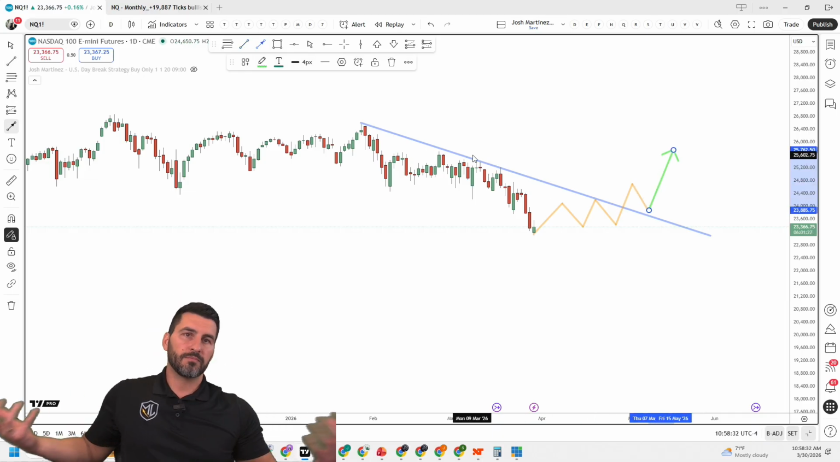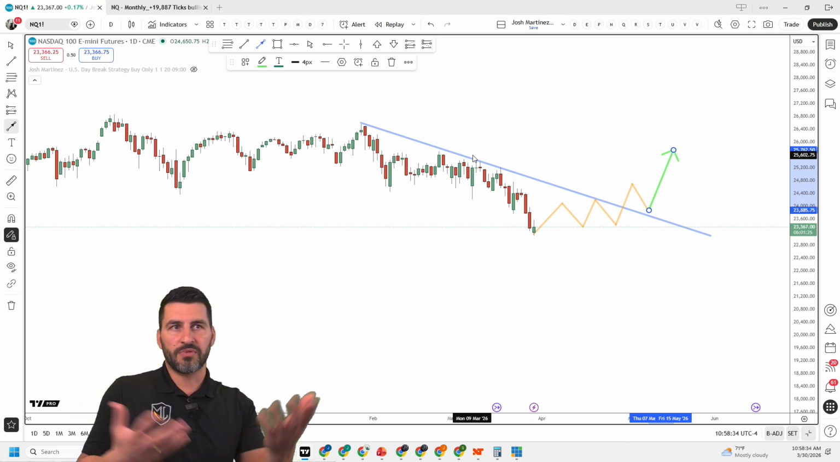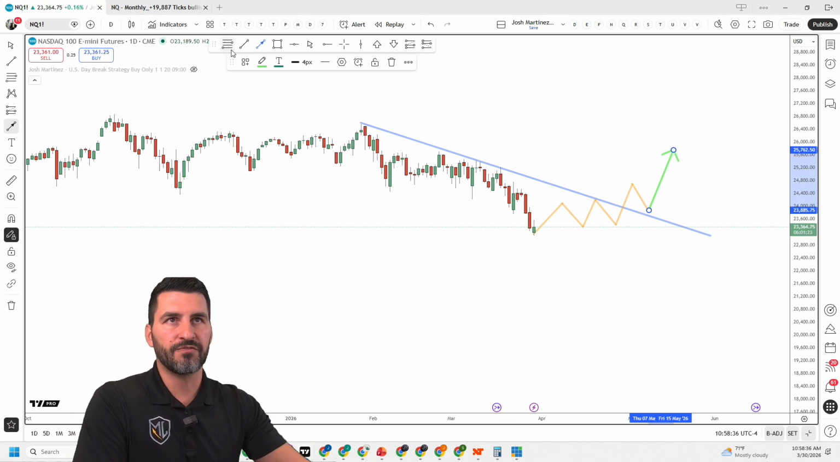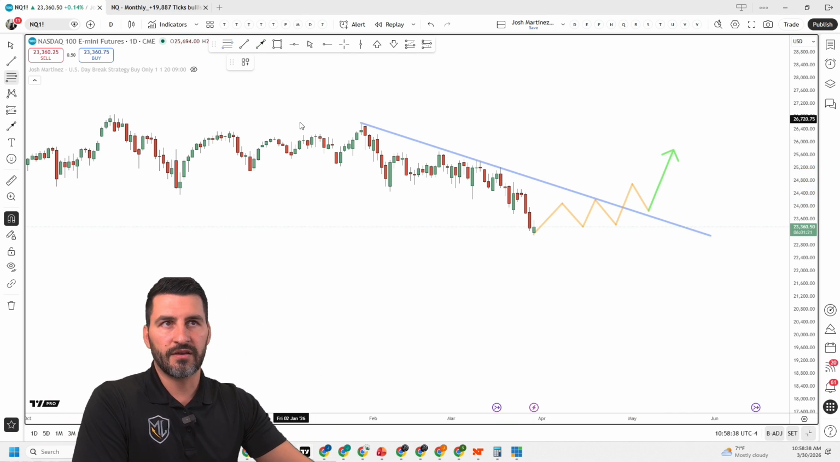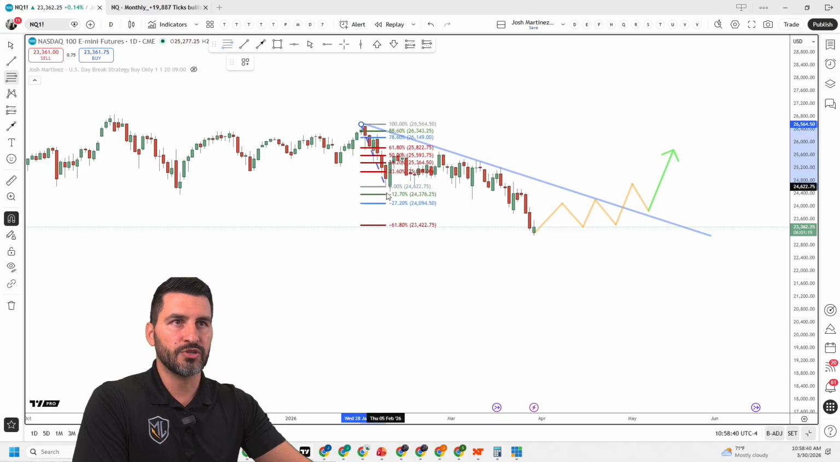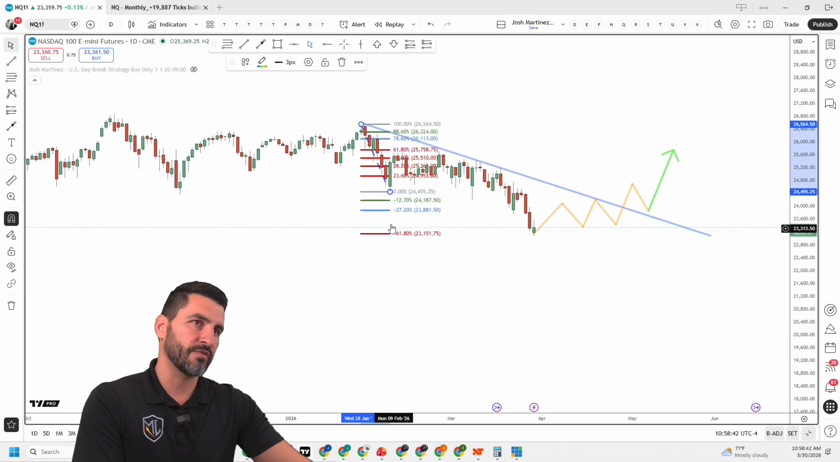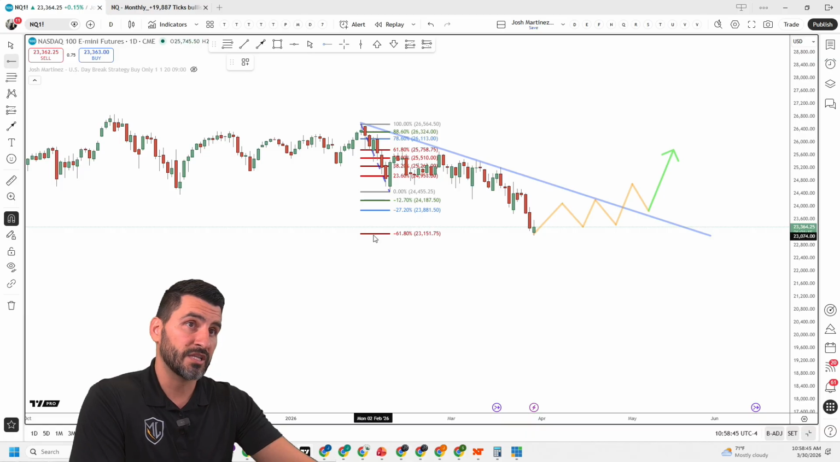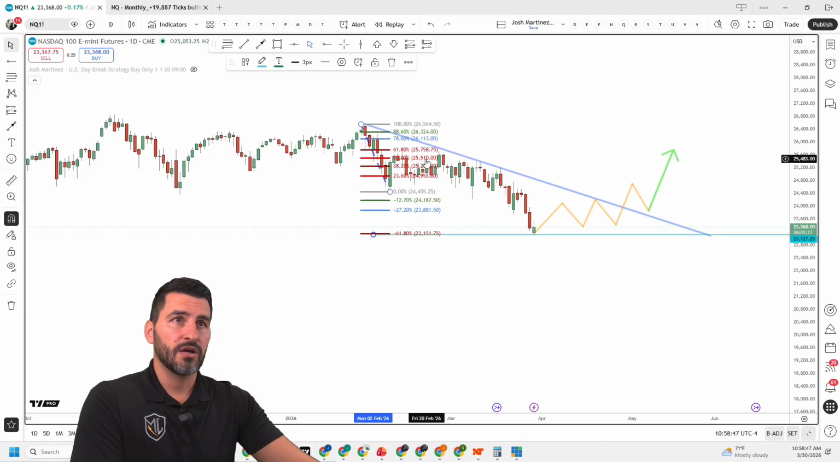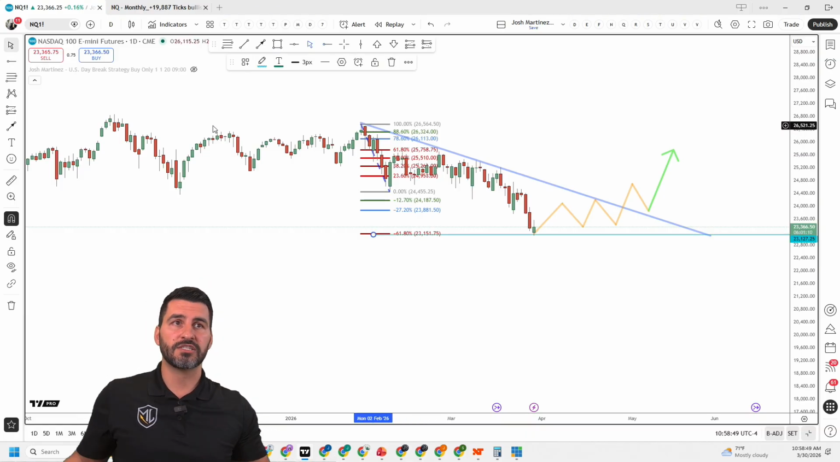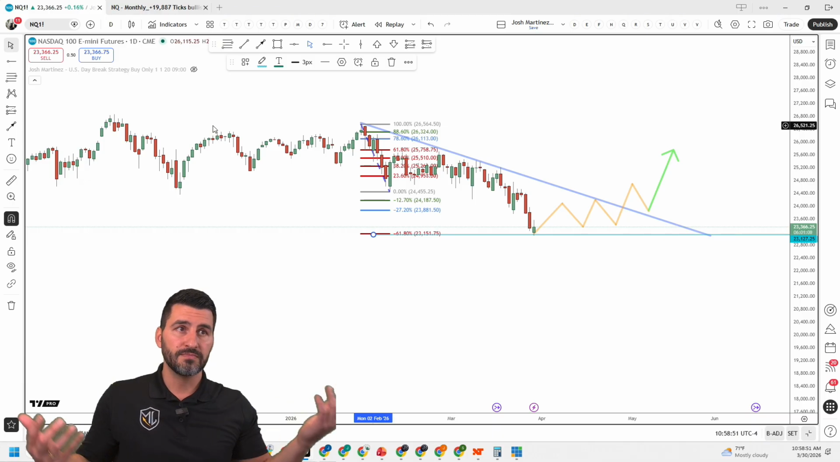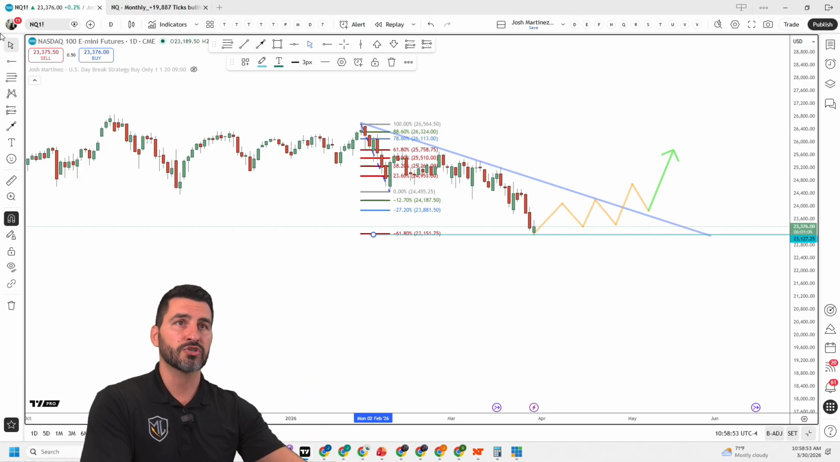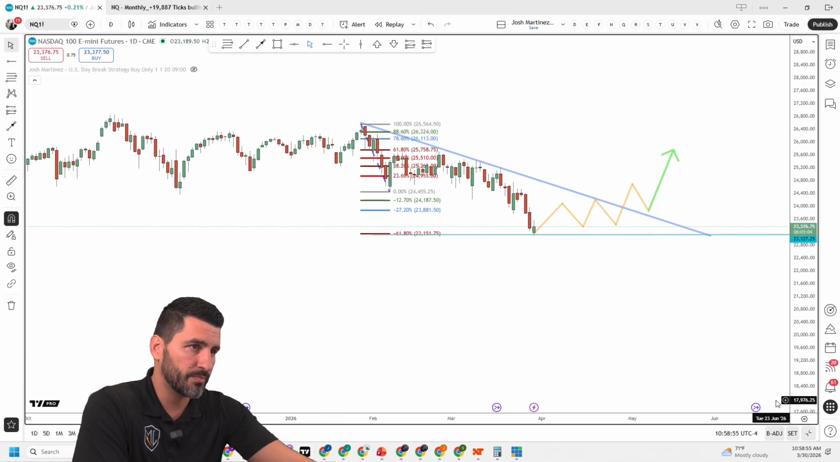Now, what could I do to help me find this low? I could bring in Fibonacci's. And from this high to this low, we do have a Fibonacci extension at 23151.75. Just basically means the market could sell off. Wow, there it is. Look at that. We hit the Fibonacci extension, so that could be the low, and the market could begin to bounce bullish right now.